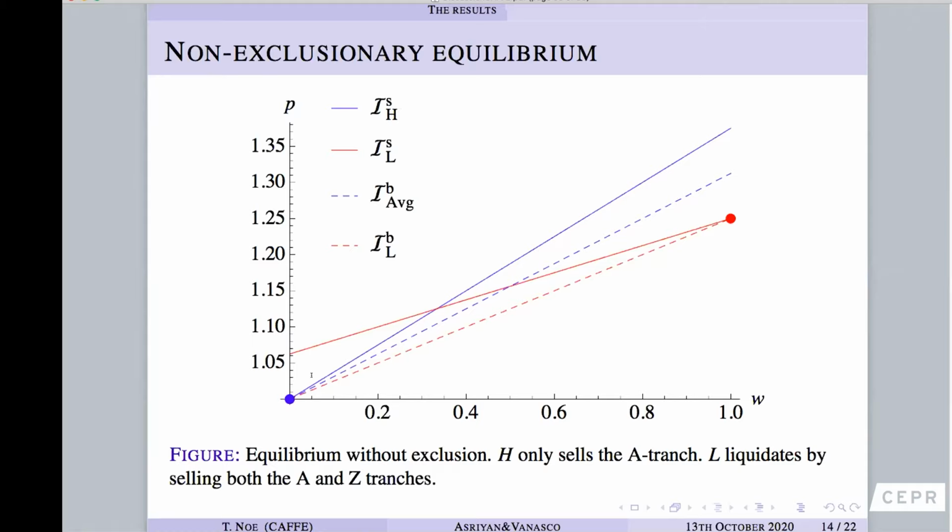Optimal strategy, in this case, is obviously he'll pool, in a sense. He'll pool in selling the A tranche, and then he'll just sell the rest of his endowment at the correct price, which is the price conditioned on the type being L.